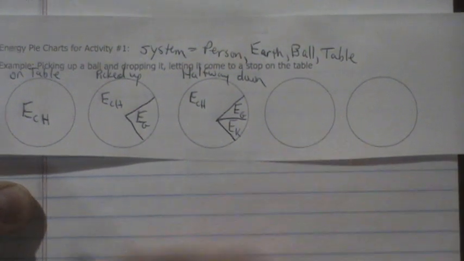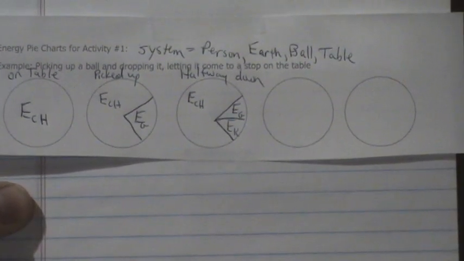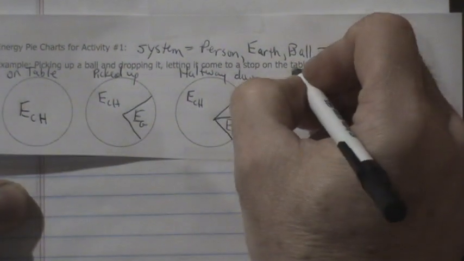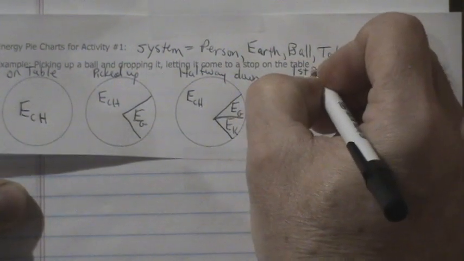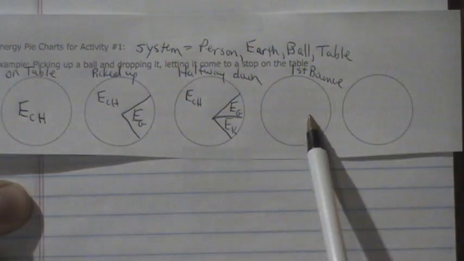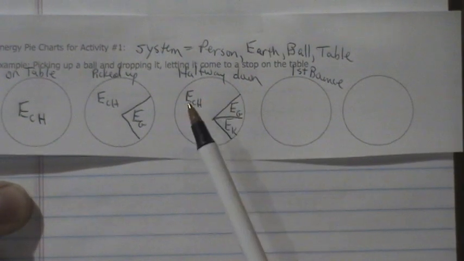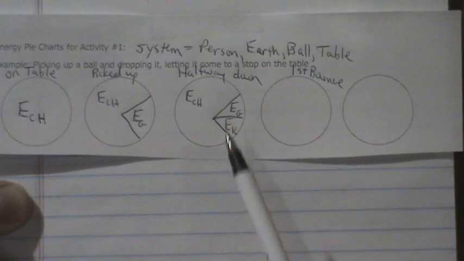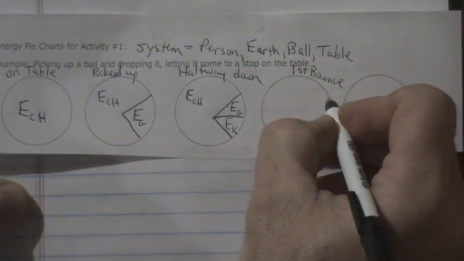Okay, now there's several other places we could do. Let's just say I want to take the first bounce, right? So it is bouncing off the table. It has fallen all the way. It is sitting on the table. It is kind of squashed down a little bit. It's stopped moving and it's ready to bounce back up.